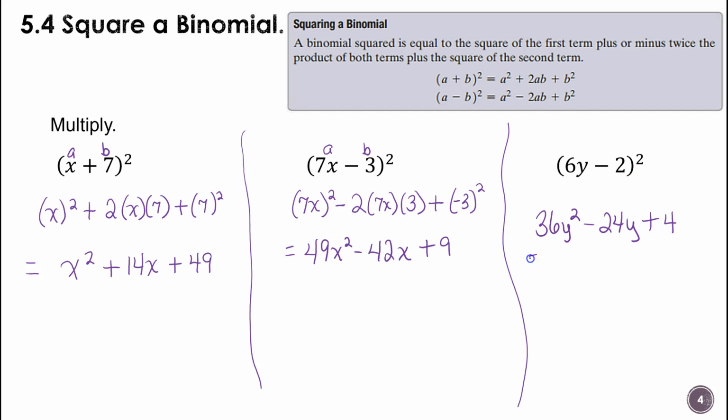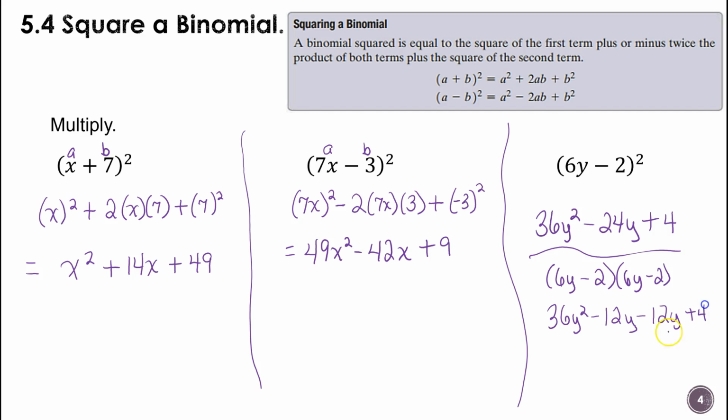If you write this out and multiply, using FOIL or distributive property or whatever, then you get the same thing, right? 6y times 6y is 36y squared. And then I have 6y times -2, so that's -12y. Then distribute the -2, so that's -12y and plus 4. So you see we end up with the very same thing. And like I said, it's fine to just write it out like I showed you here and multiply. And we got the same answer as before.